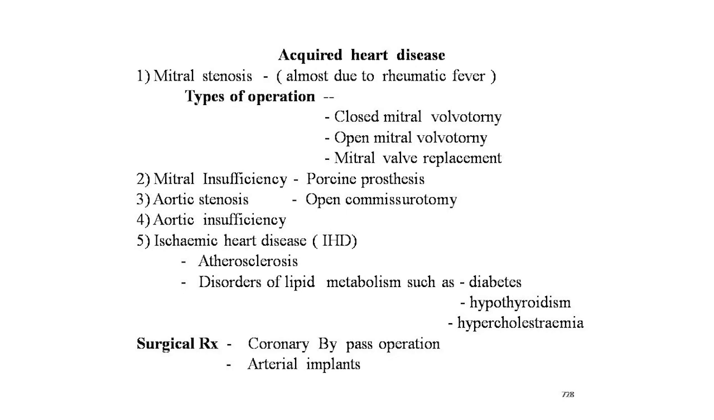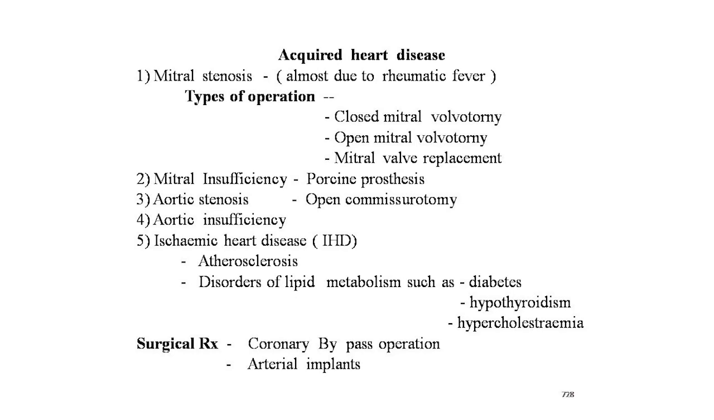Next is aortic insufficiency. The etiology is syphilis, a cause previously seen but not seen nowadays. Other causes are bacterial endocarditis, rheumatic fever, dissecting aneurysm, Marfan syndrome, and congenital aortic insufficiency. There is left ventricular dilatation and hypertrophy in aortic insufficiency, and operation is usually advised.